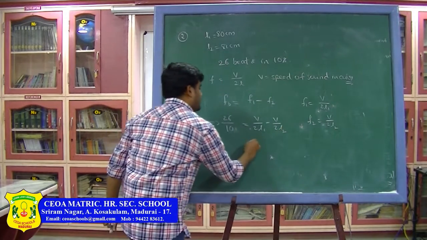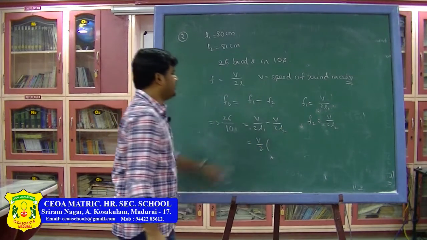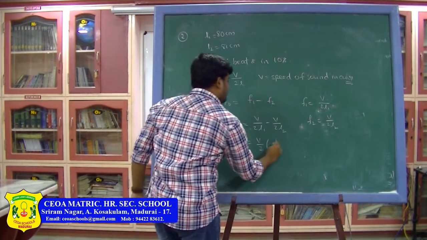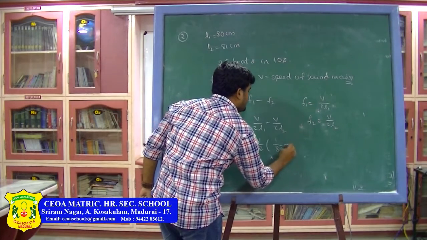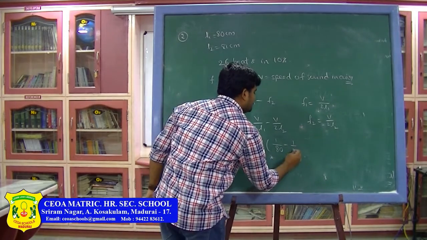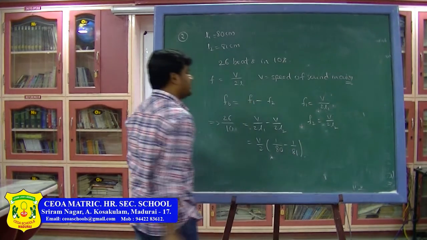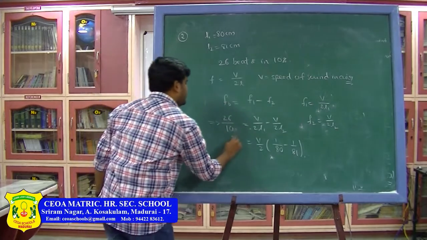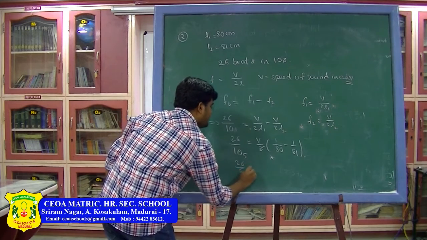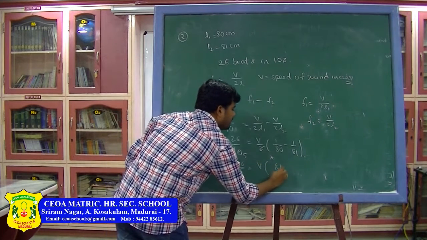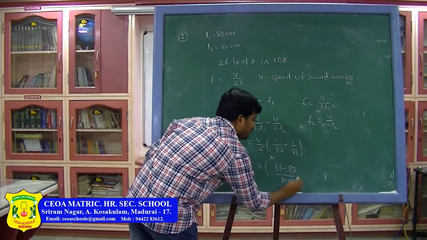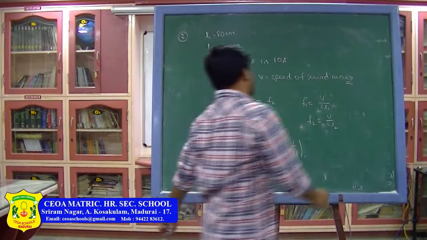So, taking V by 2 common, so V by 2 into, so here V value we have to calculate, that is speed of sound in air. So, V by 2 into 1 by L1, 1 by 80 minus 1 by 81. Now, this side 26 by 10. So, 2 ones, 2 5s, that is 26 divided by 5 is equal to V into 81 minus 80 divided by 80 into 81. So, then calculate the value of V.